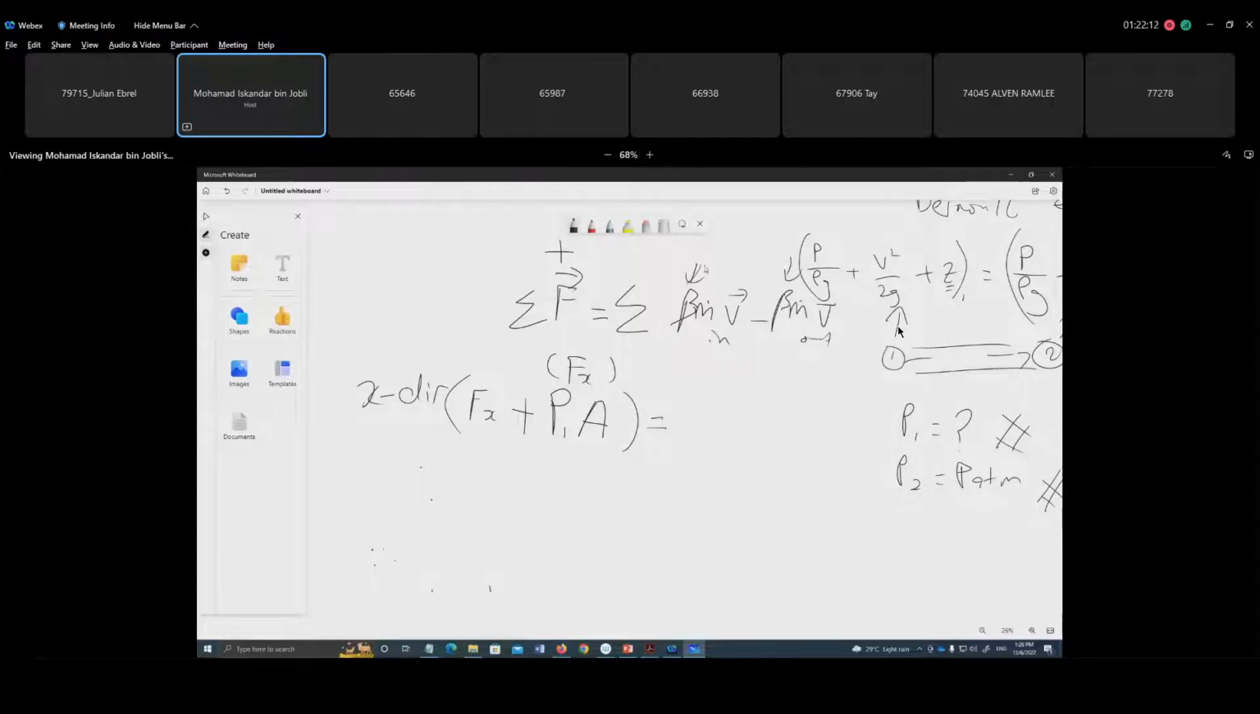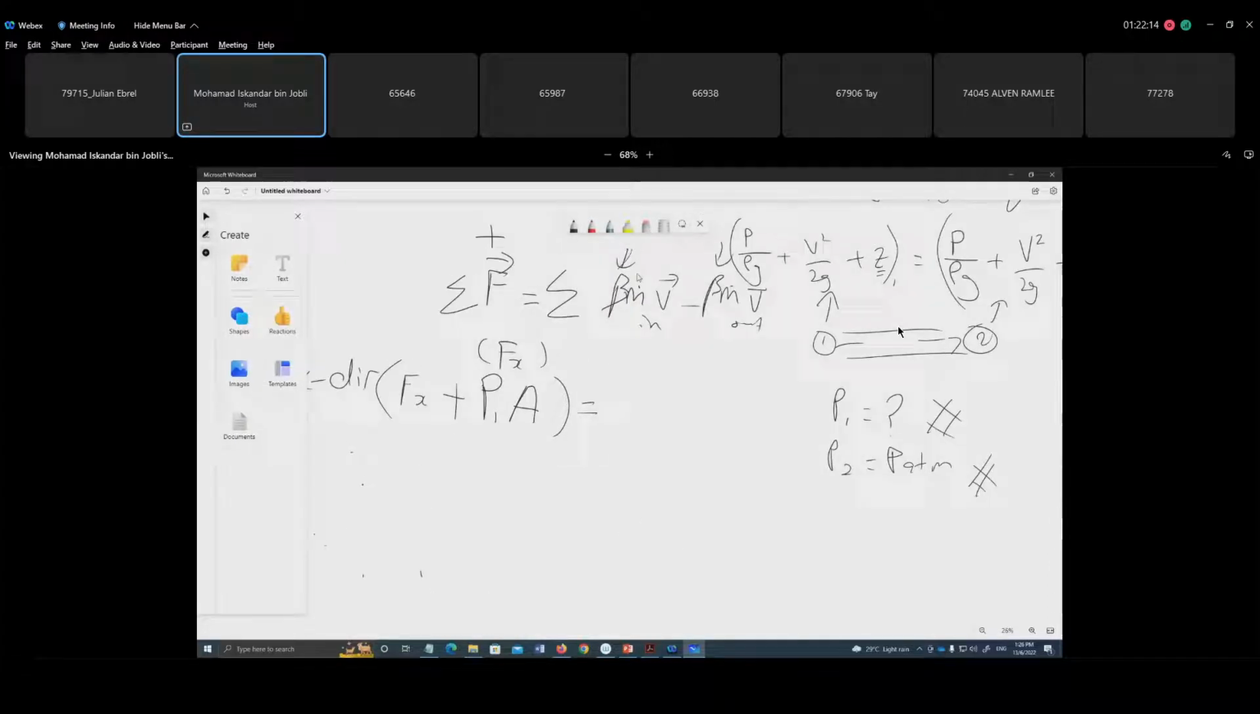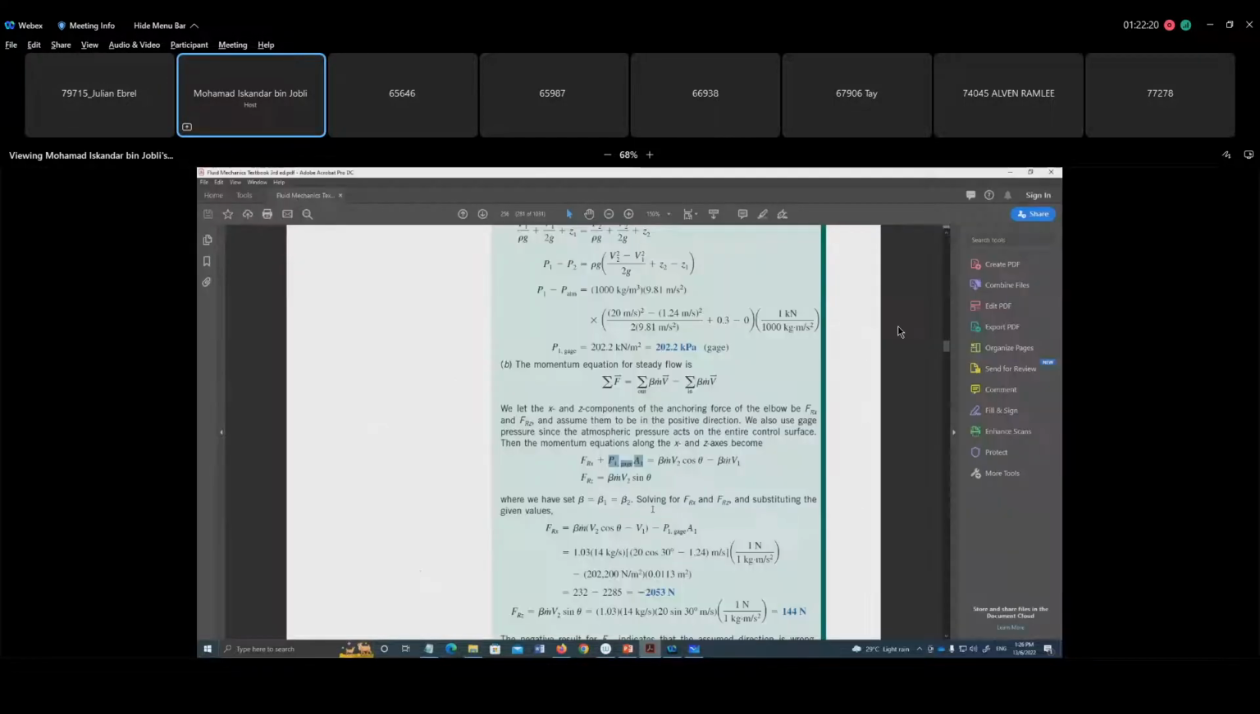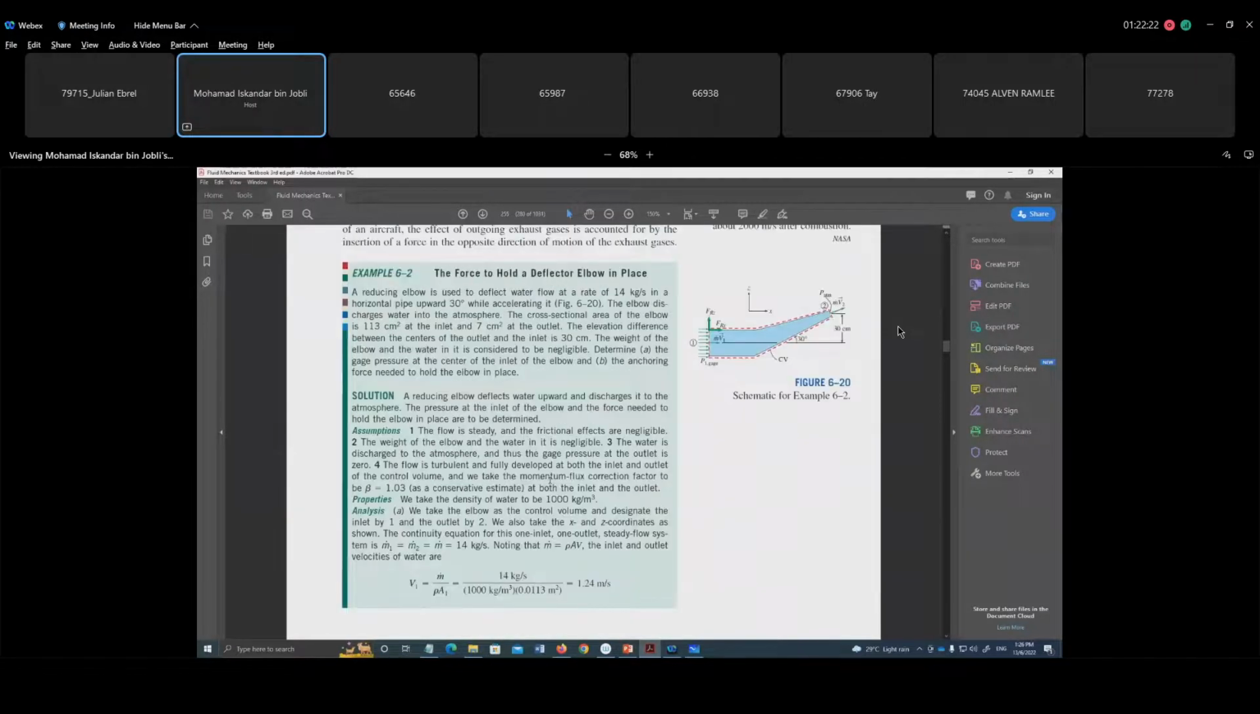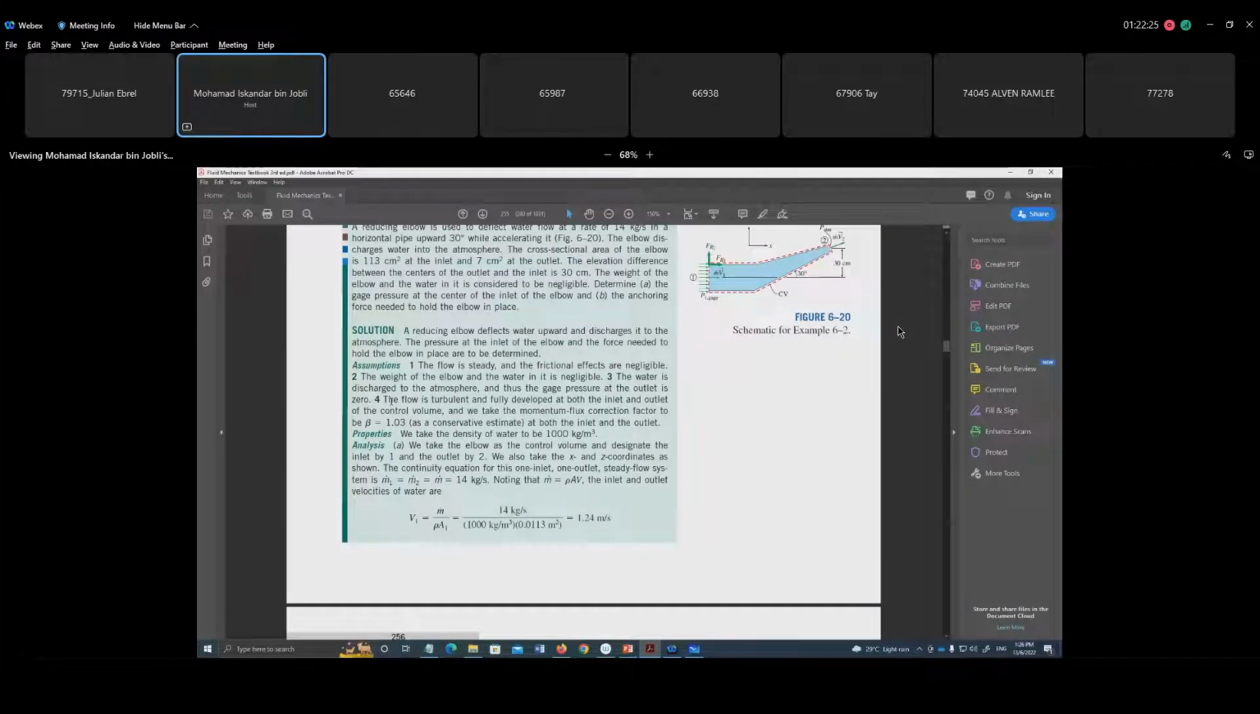I think this one depends, like I told you, on the velocity profile, whether it's turbulent or laminar. In this case, the book is assuming the flow is turbulent at the inlet and the outlet of the volume. And then they take the correction factor to be 1.03.